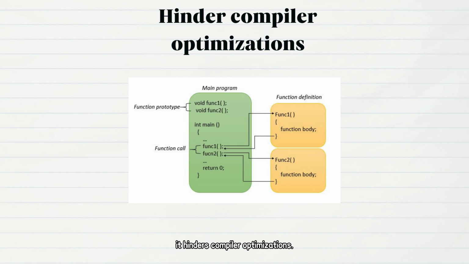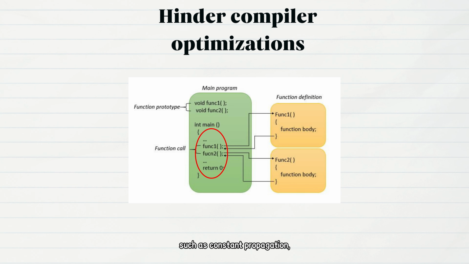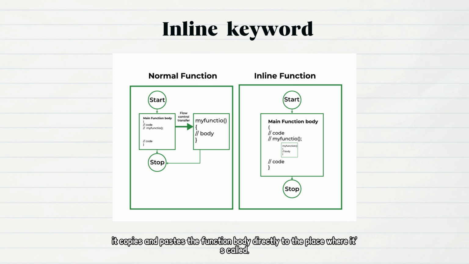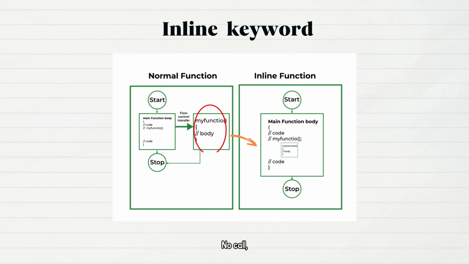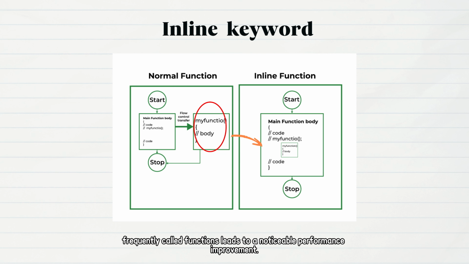Fourth, it hinders compiler optimizations. A function call acts as an optimization boundary. It's difficult for the compiler to perform aggressive optimizations across function boundaries, such as constant propagation, dead code elimination, or loop unrolling. An inline can eliminate all these costs. What inline does is simple and direct. It copies and pastes the function body directly to the place where it's called. No call, no ret, no stack frame setup, no jumps. It effectively turns a function call back into regular code.